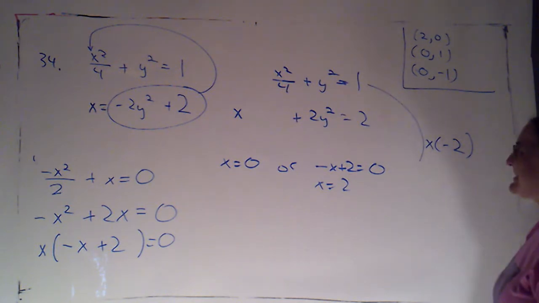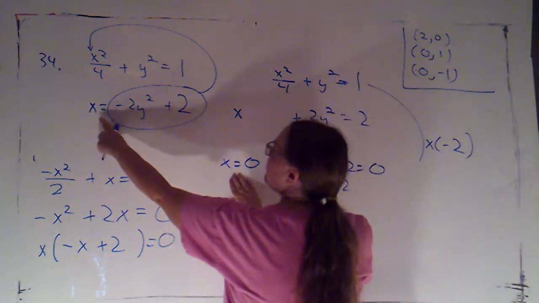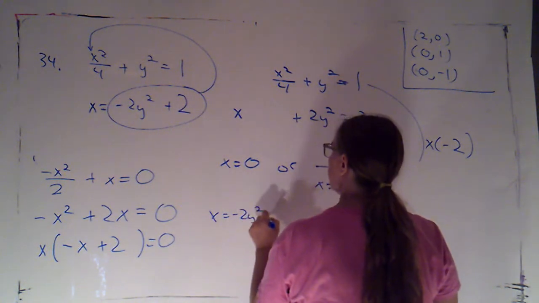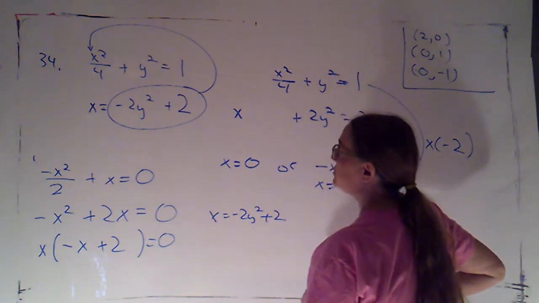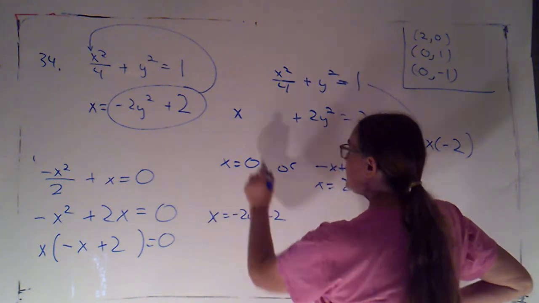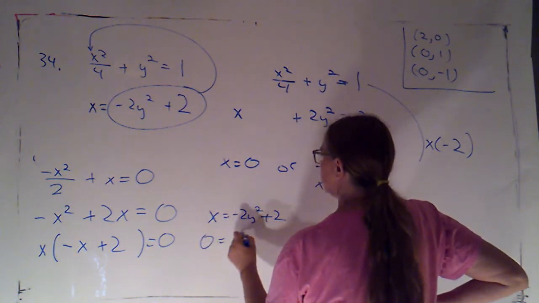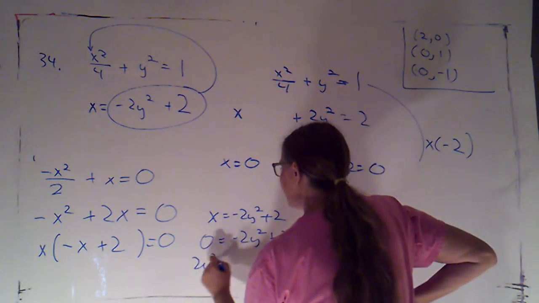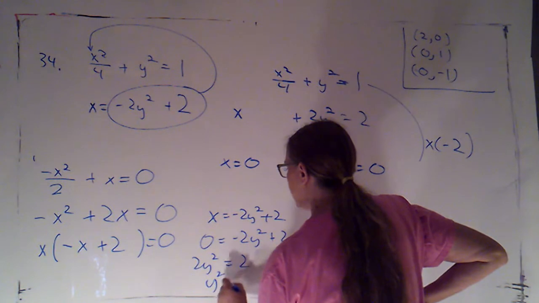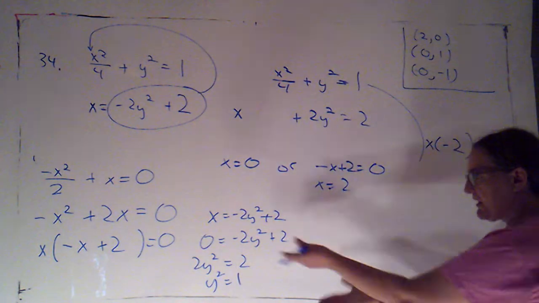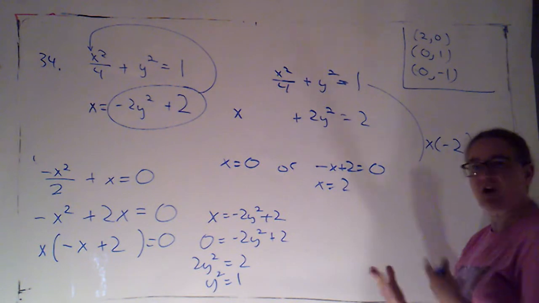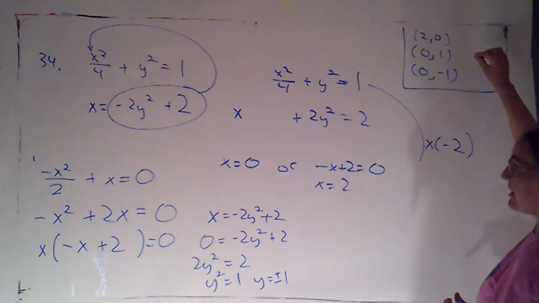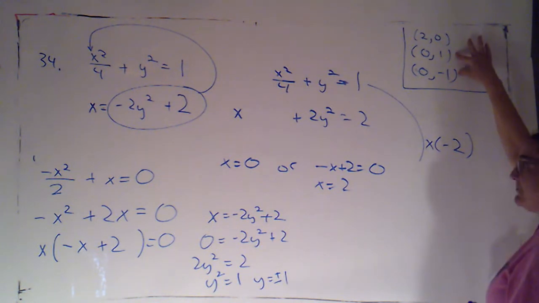Let's confirm that we get the same y values. So if x is equal to 0, but x was negative 2y squared plus 2, that's going to mean that 0 is equal to negative 2y squared plus 2. 2y squared would equal 2. Y squared would equal 1. Now I could move that over and say y squared minus 1 is 0 and factor it, or I could say y is plus or minus 1. So there are those points, 0, 1, 0, negative 1.